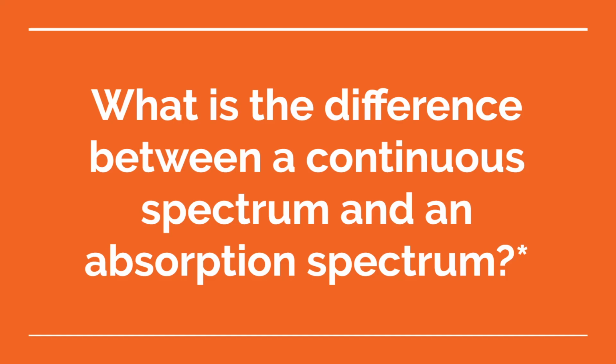So what is the difference between a continuous spectrum and an absorption spectrum? Remember, a continuous spectrum has all of the colors, but the absorption spectrum is missing some colors because they got filtered out.